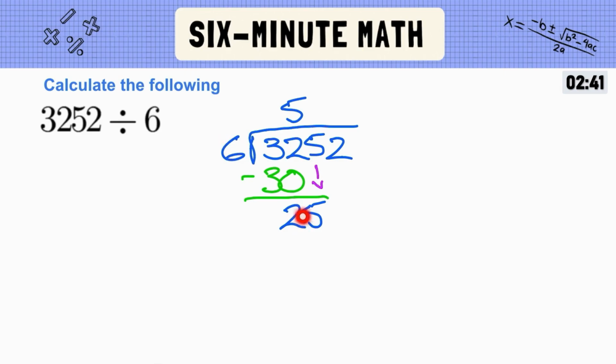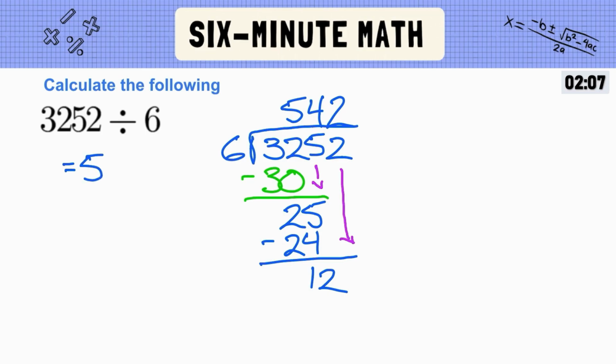How many times does 6 go into 25? It goes in 4 times. 4 times 6 is 24. And then I subtract again. 25 minus 24 is 1. And then I drop that 2. And then my last step, how many times does 6 go into 12? It goes in 2 times, telling me that 3,252 divided by 6 is 542.